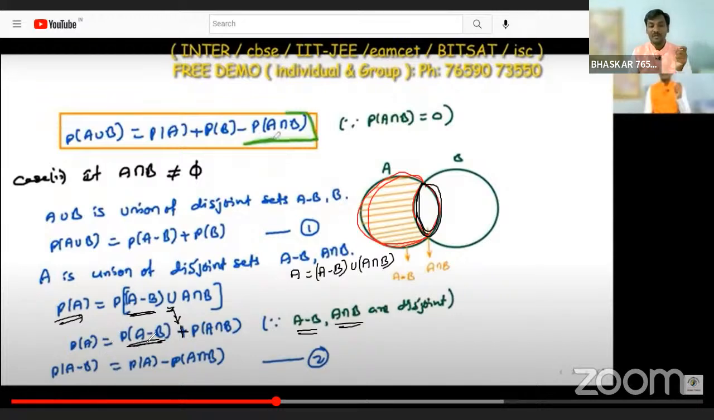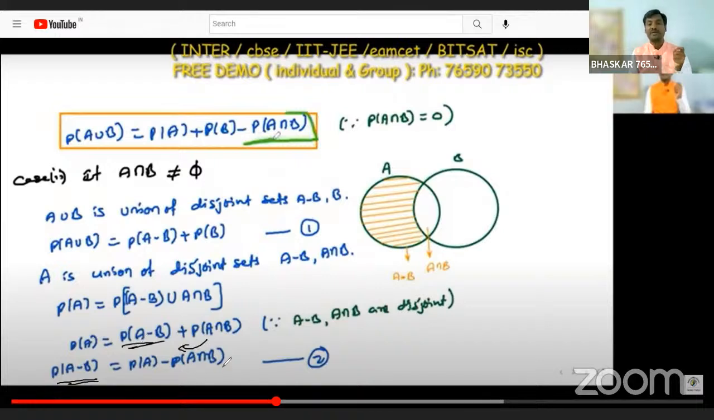I want the probability of A minus B. So send the probability of A intersection B to the other side. The probability of A minus B is equal to the probability of A minus the probability of A intersection B. This is equation 2. In this equation 2, the probability of A minus B part, I am going to substitute in place of this.